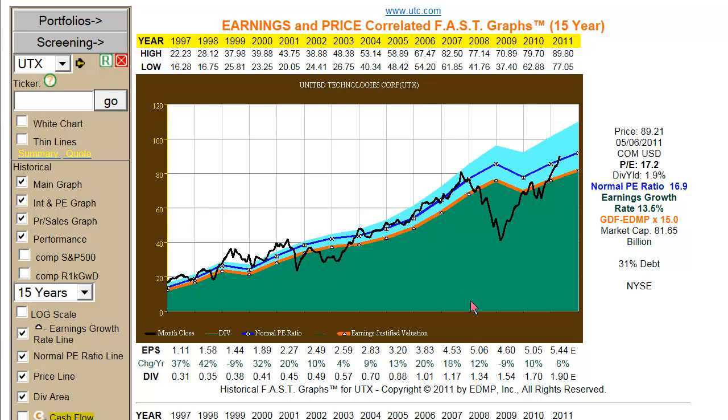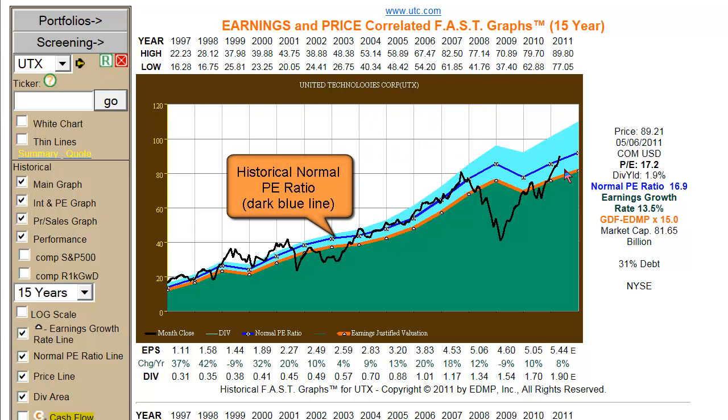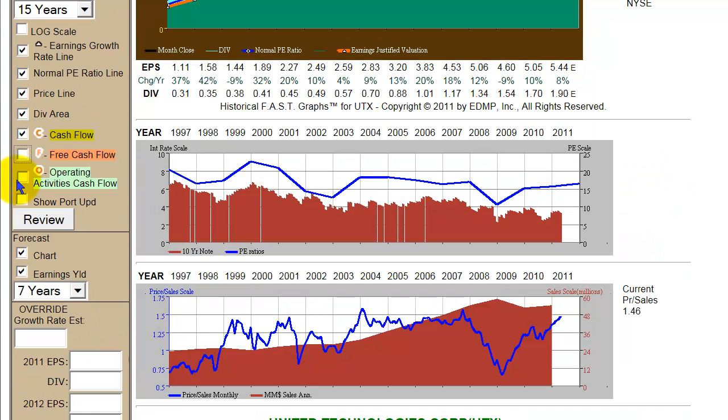In addition to graphing price and earnings, the F.A.S.T graph also automatically provides a depiction of dividends, if any, the light blue shaded area, and historical normal P/E ratio measurement, the dark blue line. There are also 3 additional important cash flow overlays that can be added to each graph by merely checking one of these boxes and redrawing the chart. They are cash flow per share, free cash flow per share, and operating activities net cash flow.